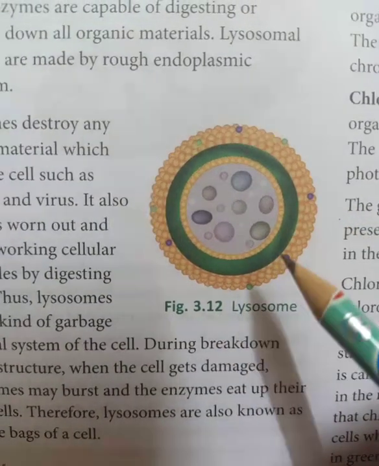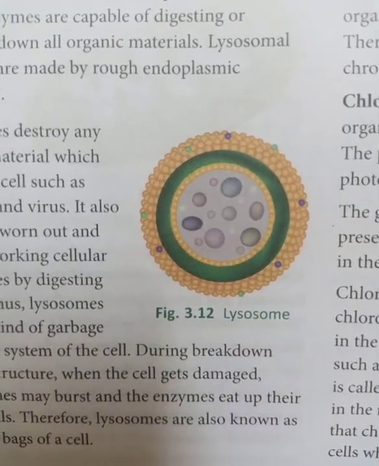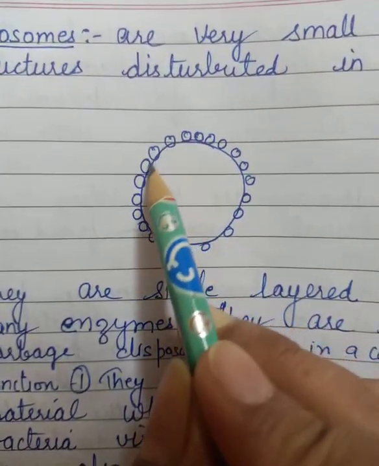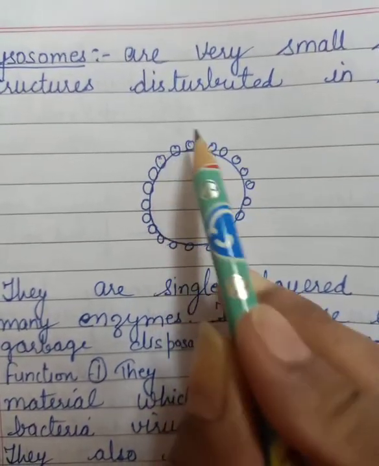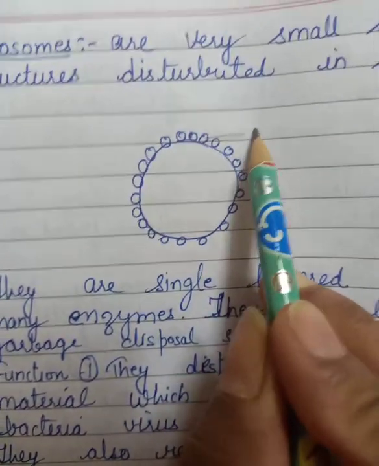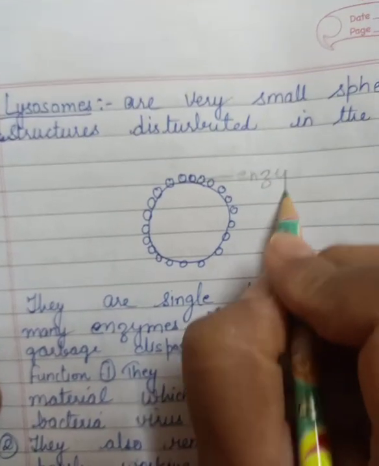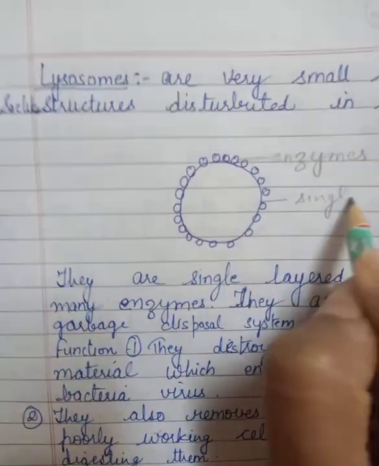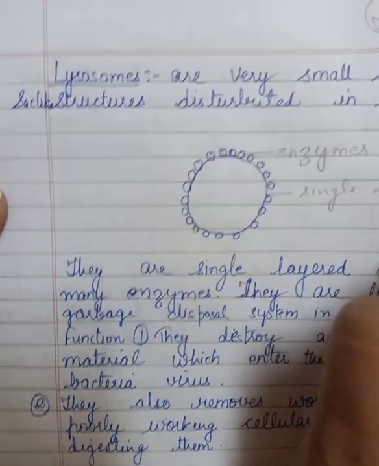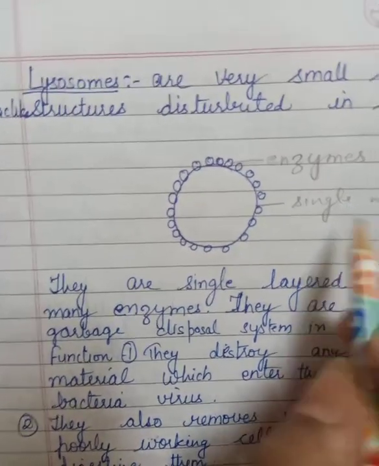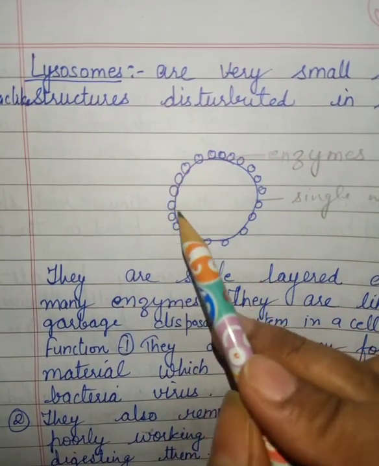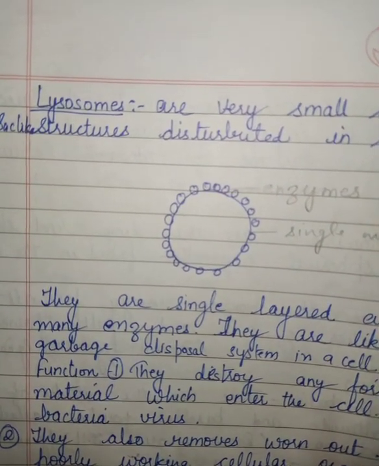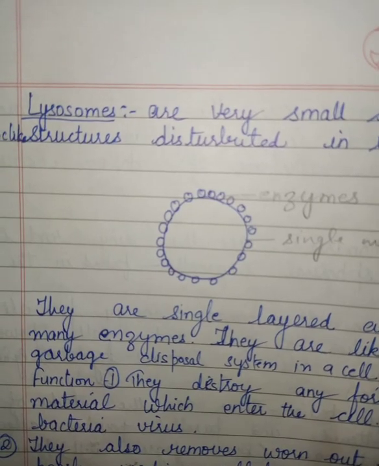So if I show it in your copy, lysosomes, they are having a single membrane, and those membranes, they are covered by enzymes. Those membranes are covered by enzymes, and this is not a double membrane, it has only a single membrane, and it is covered by different enzymes. Many layers of enzymes are there.